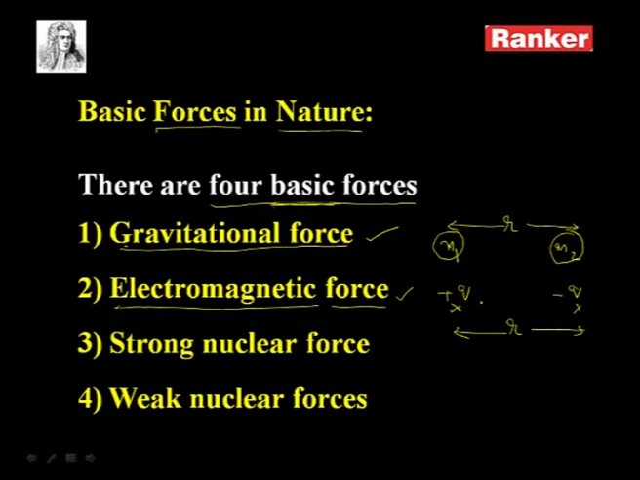When do you find repulsion? If both the charges are like charges, like +q and +q or -q and -q, you find there will be repulsion between them. Whereas when one positive charge and one negative charge are separated by a certain distance r, automatically we find attraction between them. That is what we call electromagnetic force. This in fact is called Coulombian force. Now come to the next one.